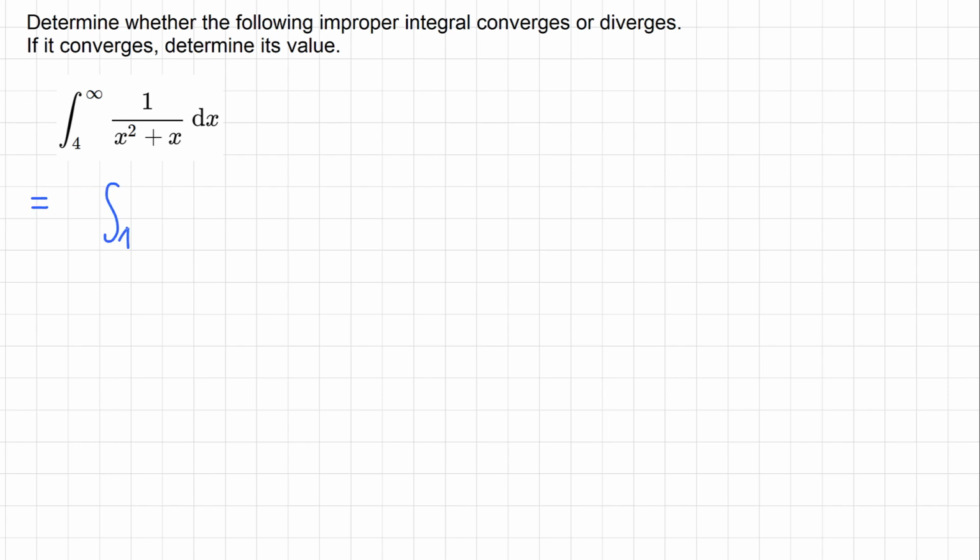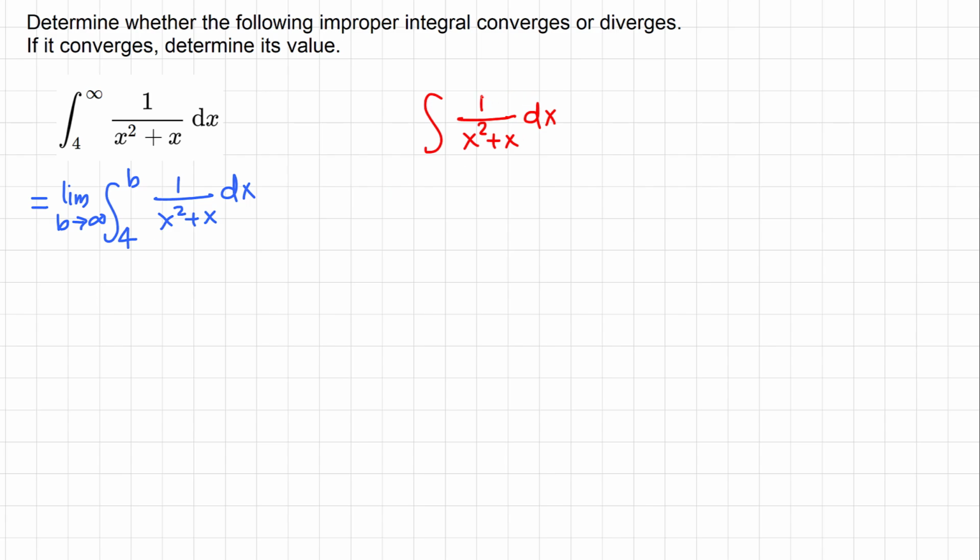We're going to go from 4 to some number, let's say b, and we let that b go to infinity. And then we have 1 over this. Now we need to work on this definite integral, and eventually we take this limit. That means we need to find the antiderivative of 1 over x squared plus x dx. Again, we have limits. Let me just do this, then evaluate at the upper limit minus the lower limit.